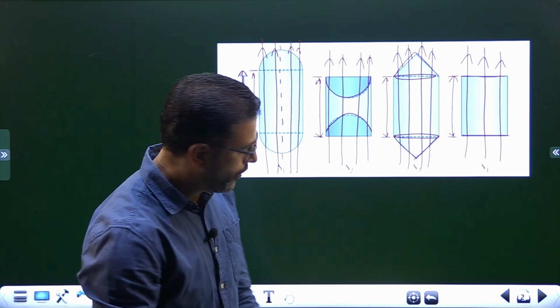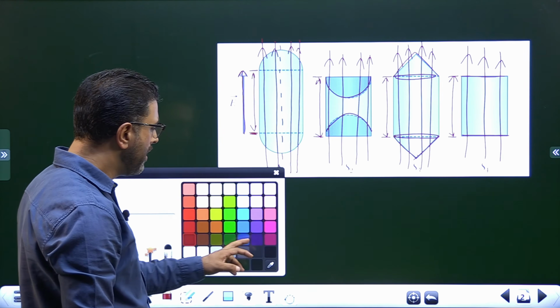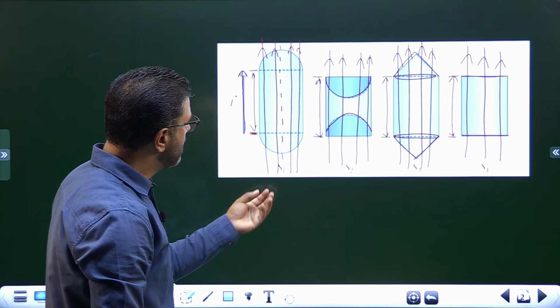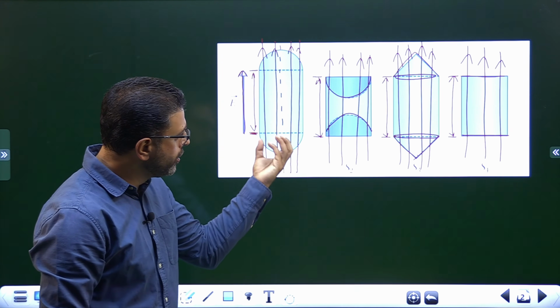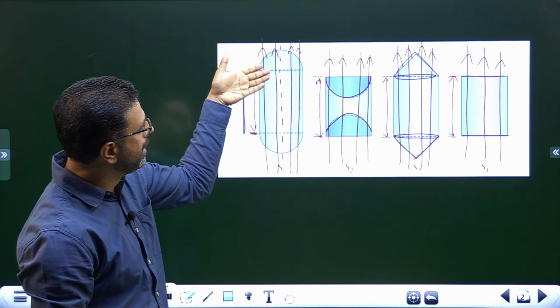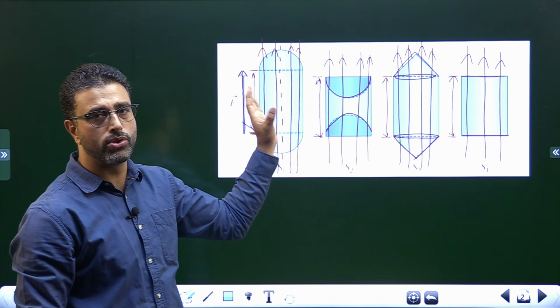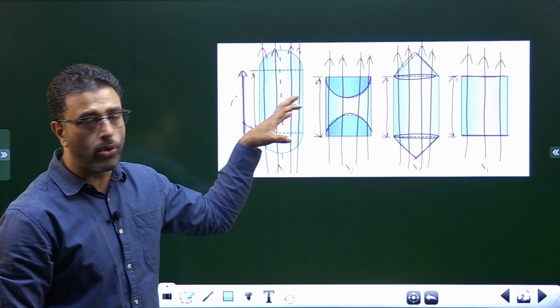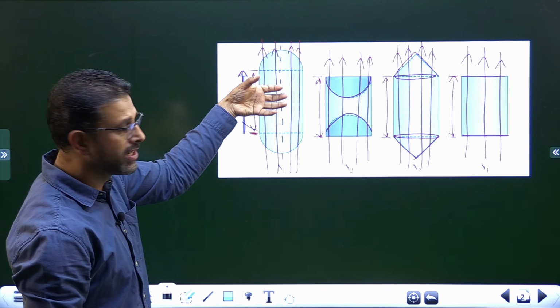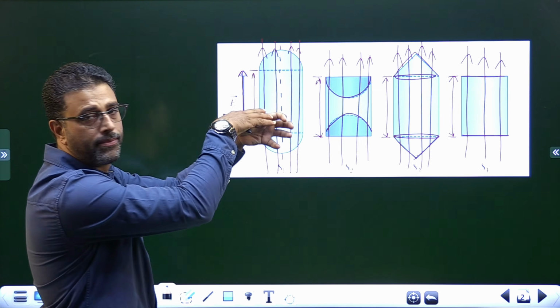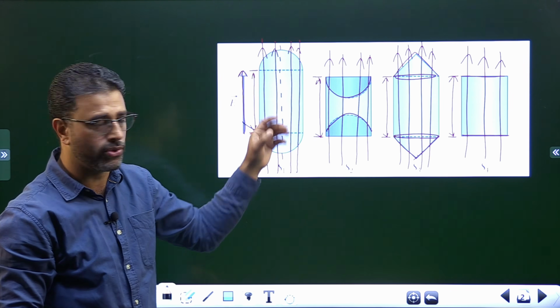Okay, uniform electric field. Now, you can clearly see the number of field lines going into this surface is the same as the number of field lines going out of it. So the electric flux through this closed surface is 0. All of them are closed surfaces. The midsection is the cylindrical one, then you have the caps of different shapes.